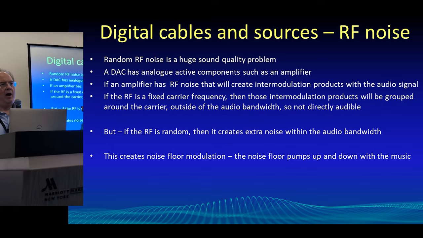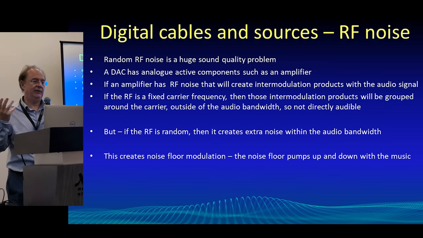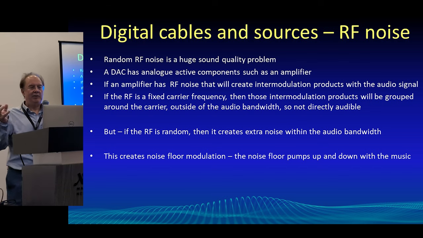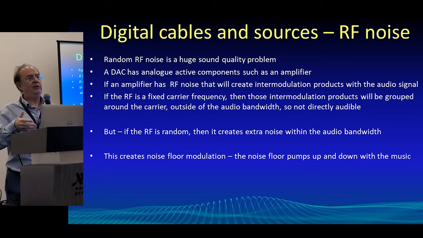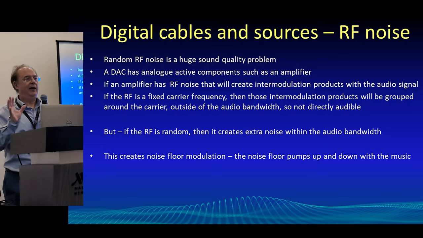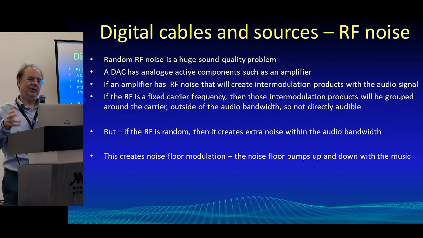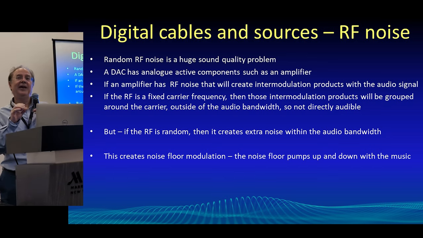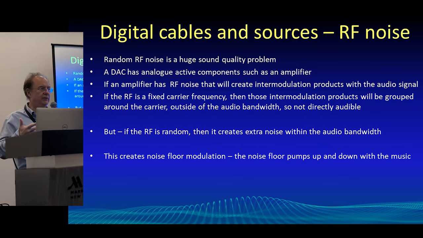Then I had to figure out why random RF noise was the cause of the problem. And what it's down to is intermodulation distortion. When you have random RF noise and you have your audio signal, the intermodulation distortion products that you get are inside the audio bandwidth and it's random. So this creates extra noise within the audio bandwidth, but the key is the noise pumps up and down with the signal itself. And this is a big problem, and it's called noise floor modulation.